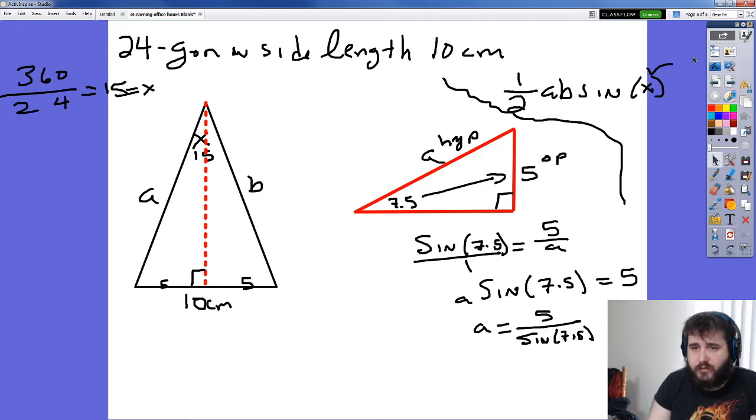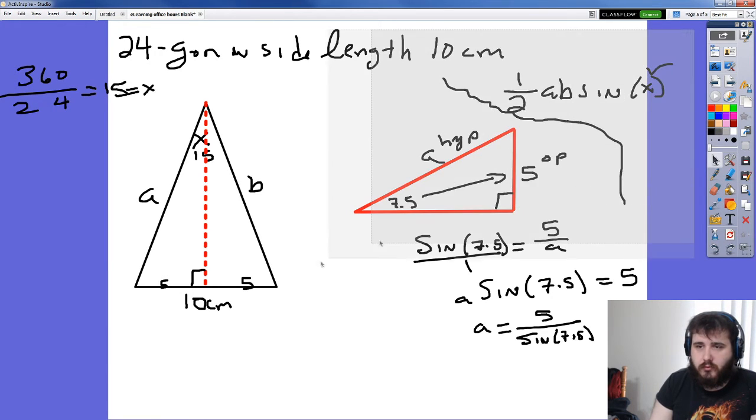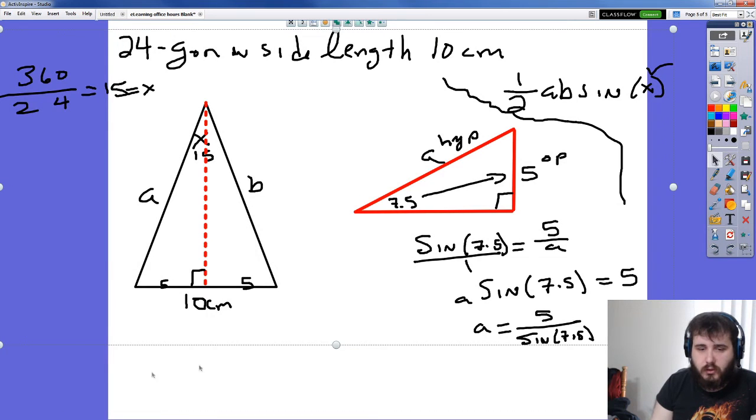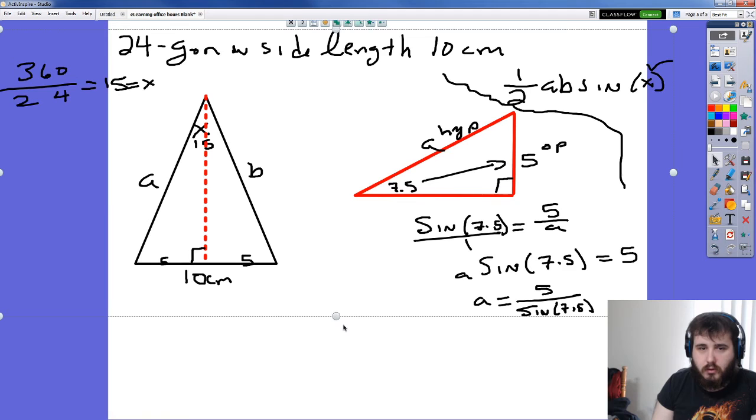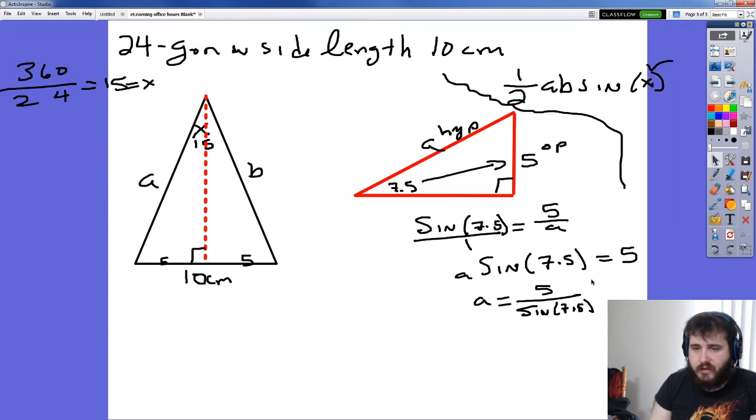So once we've done all of this, let me scooch this all up a skosh. So once we've finished with all of this here, this is our A. We're good with this. And our B, because they're the same. We can now find one triangle.